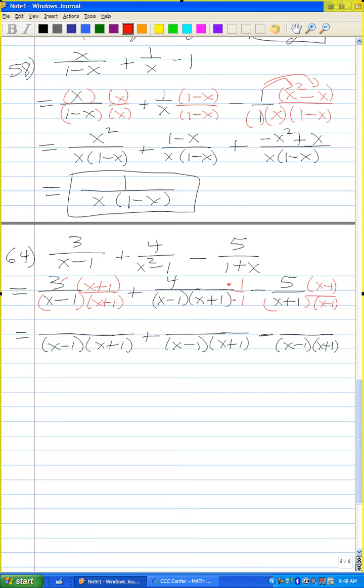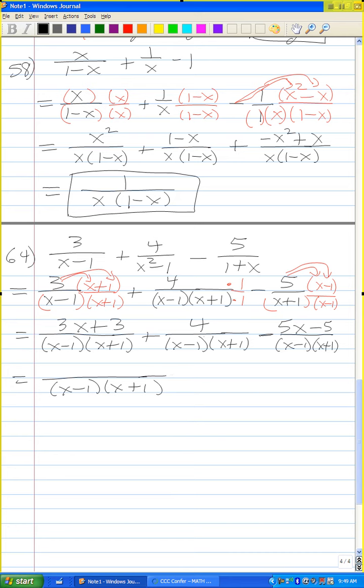Let me multiply 3 inside the parentheses. I guess in this case I'll just multiply 5 inside the parentheses rather than negative 5. And so here I actually included the negative. Here I won't include the negative. So I have here 3x plus 3, 4 times 1 is just 4, minus 5x minus 5. Okay, so now I have the same common denominator.